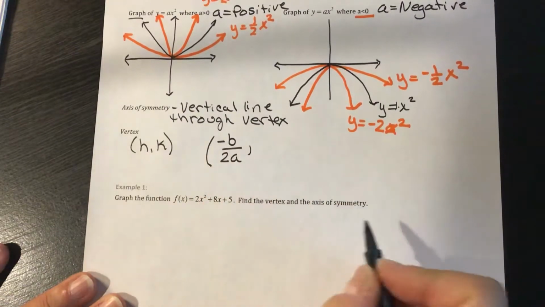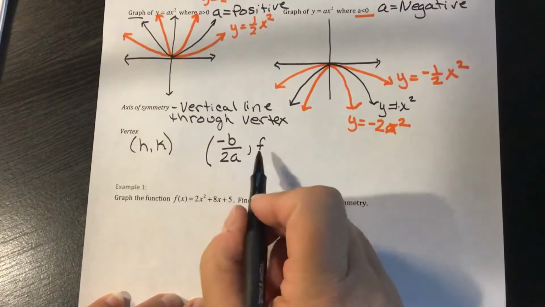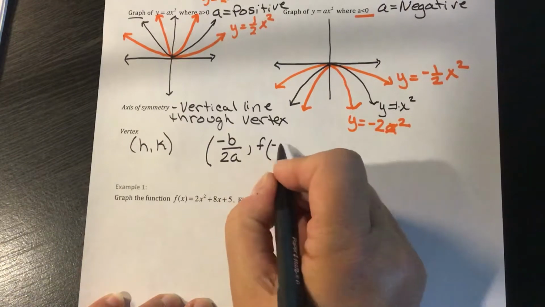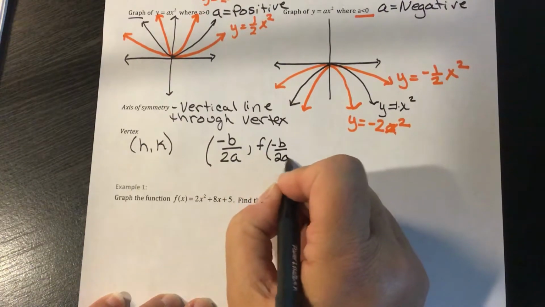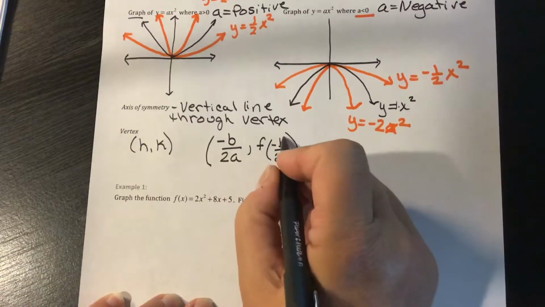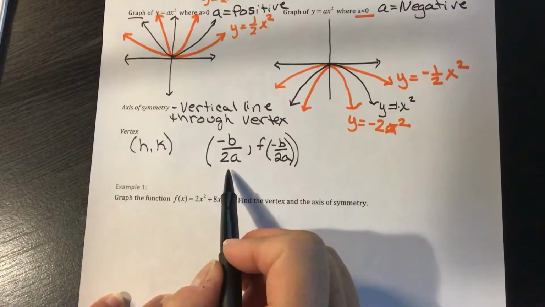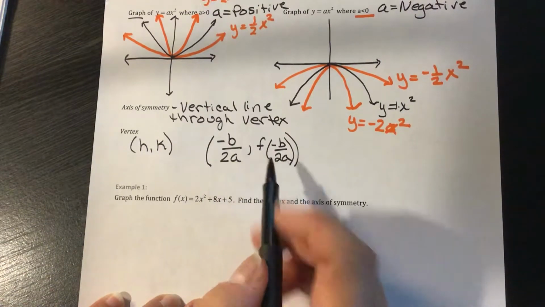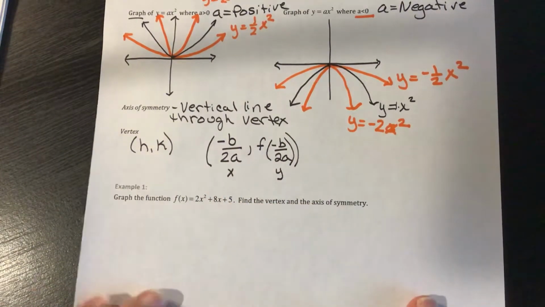This would give us the x coordinate, and the y coordinate would be the value of the function when I find the x coordinate, minus b over 2a. So really what I'm doing here, after I find the x coordinate, I'm plugging that value in for x to find y. Okay, so this is my x coordinate, this is my y coordinate.